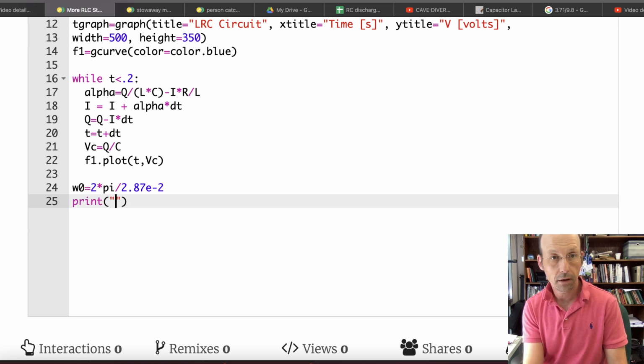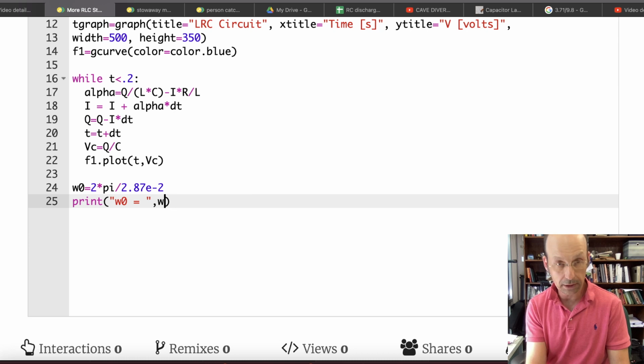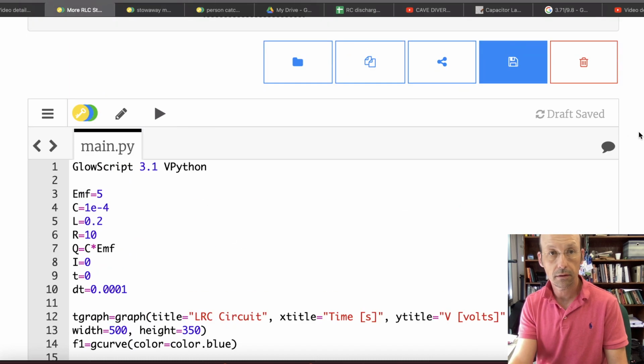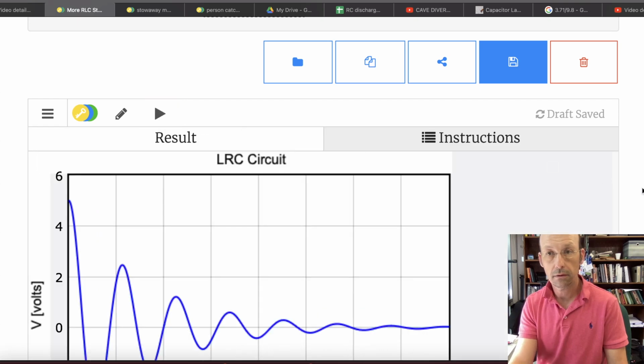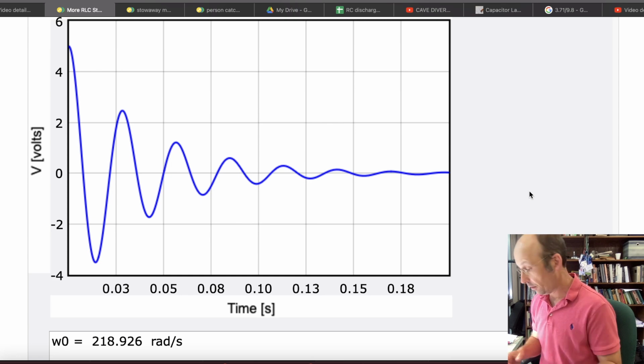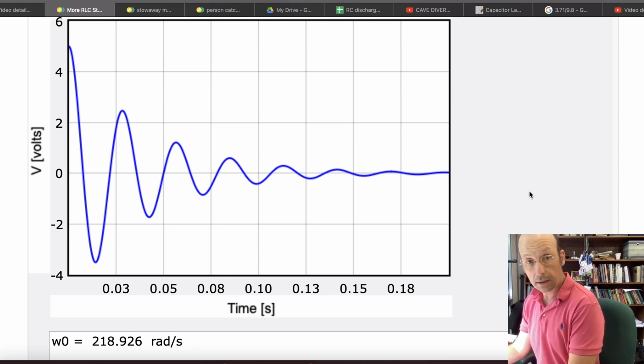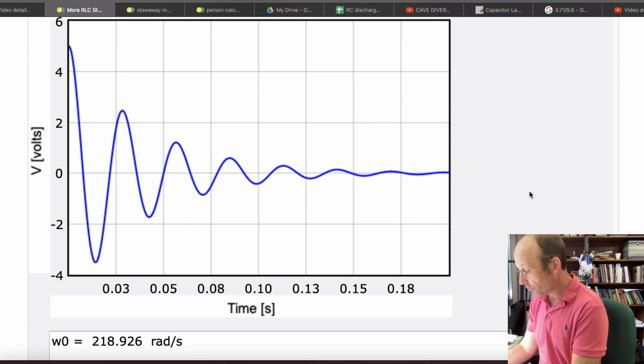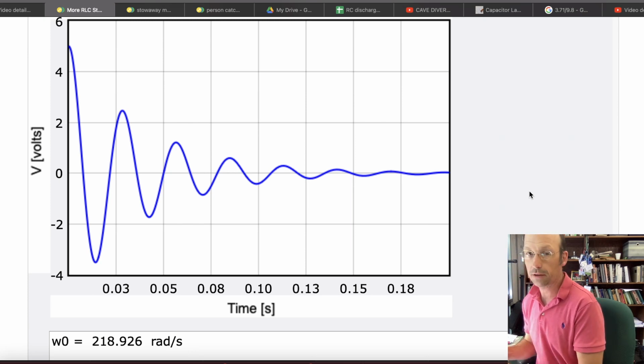Print omega 0 equals, omega 0 radians per second. And I get 218.9 radians per second. Okay, that's my omega 0. So we can try an initial omega of, let's just say 200. And then we'll change that around.